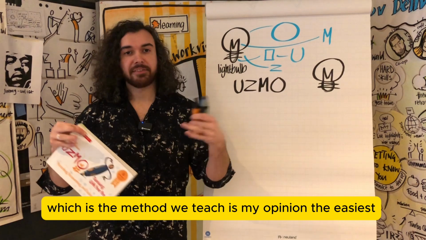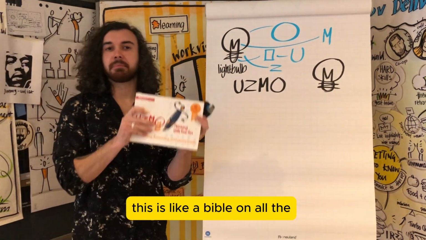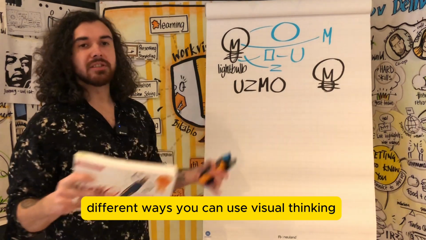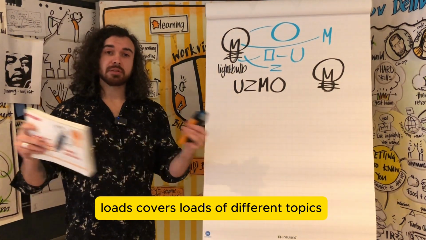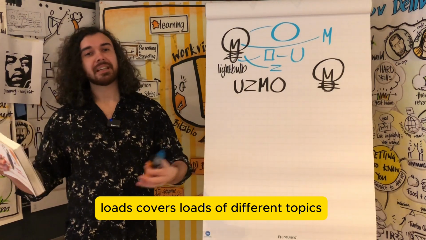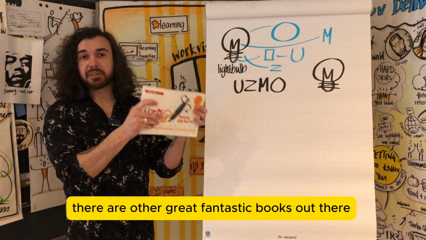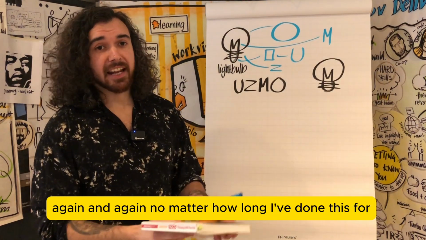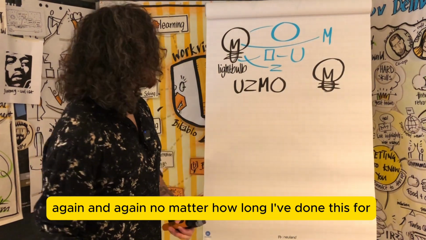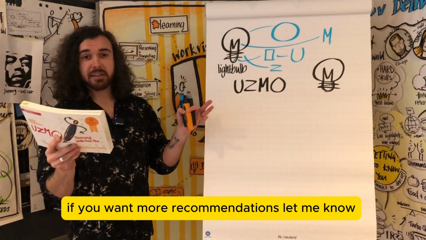It's my opinion the easiest, fastest way to learn visual thinking. And this is a fantastic book. This is like a Bible on all the different ways you can use visual thinking and visual facilitation. It's really wide, covers loads of different topics, whereas a lot of other books tend to just focus on one. There are other great, fantastic books out there, but this one is one that I find myself coming back to again and again, no matter how long I've done this for. So if you want a great book to read, check out Utzmo. If you want more recommendations, let me know.